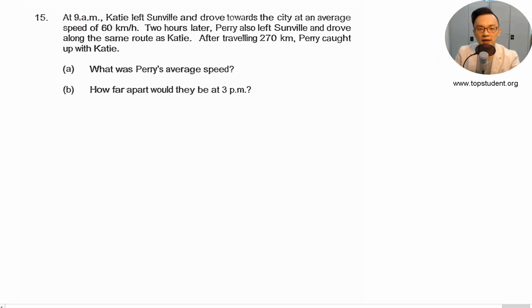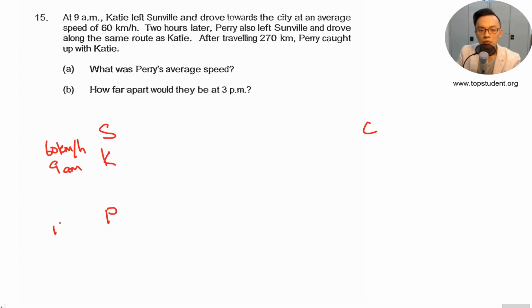Okay, question 15. At 9 AM, Katie left Sunville and drove towards the city at an average speed of 60 kilometers per hour. So Sunville, city. So Katie left Sunville and drove towards the city at an average speed of 60 kilometers per hour. 2 hours later, and she left at 9 AM, 2 hours later, Perry also left Sunville. So Perry left Sunville 2 hours later.